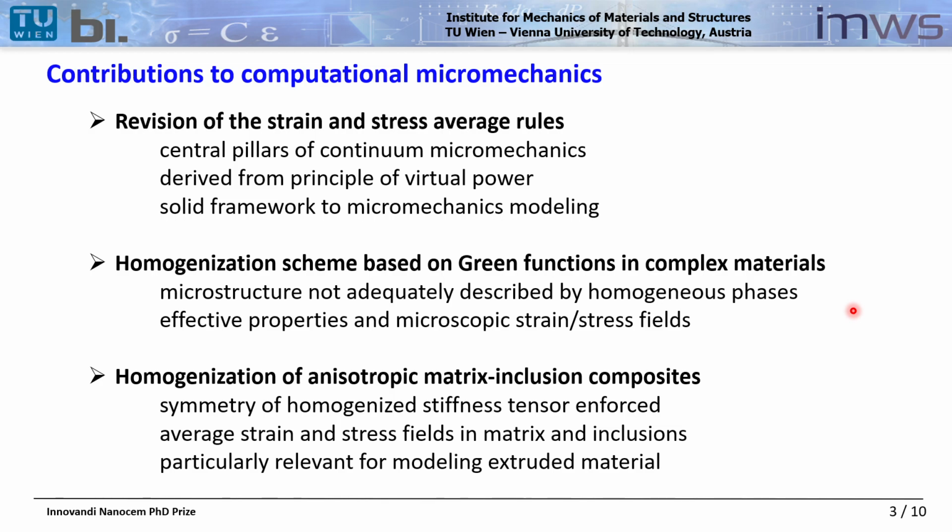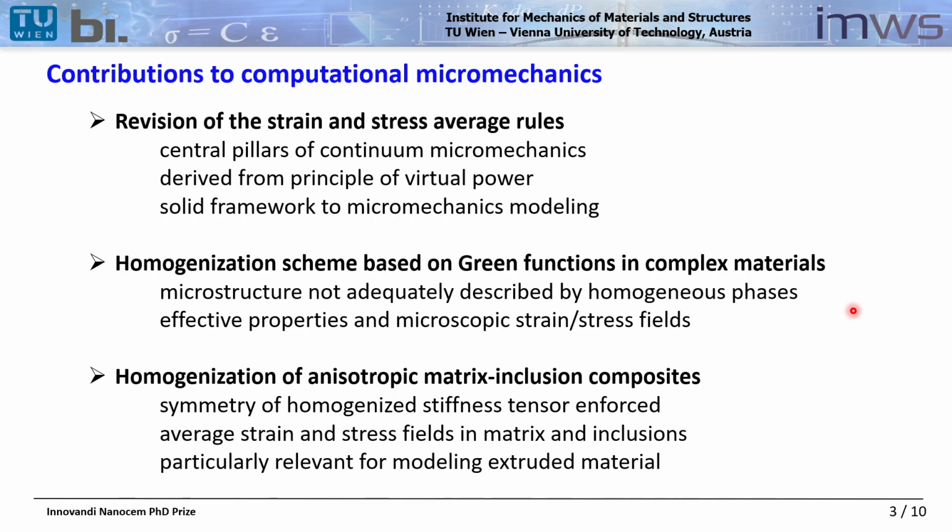Regarding anisotropic matrix-inclusion composites, a homogenization scheme was developed to study the average strain and stress fields in the matrix and inclusion phases. This is particularly relevant for modeling extruded materials, like, for example, 3D printed concrete and other cementitious materials.